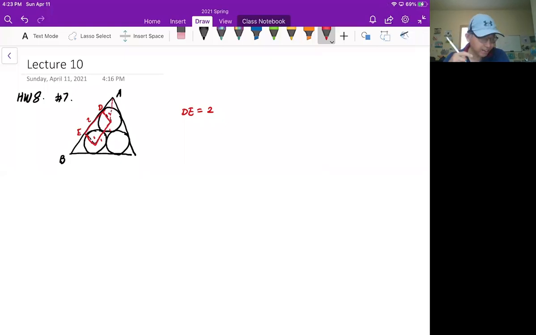Then I'm going to connect the A to the center of the first circle. Let me call that A1, right? And this is a right triangle first of all, and this is a 30 degree. Why is this 30 degree? Because it's an equilateral triangle. The angle A is 60 degrees, but then you have OA to be an angle bisector. So one side is just 30 degrees.